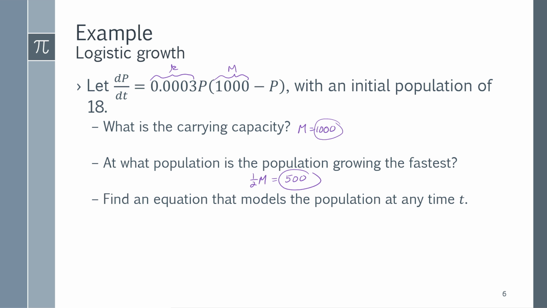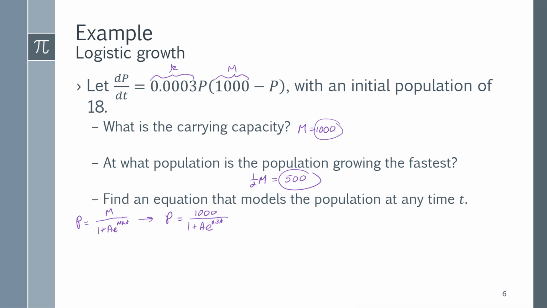So then if I want to actually find the equation that models this, that's P equals M over 1 plus A e to the MKt. I know that M is 1,000. I don't know what A is yet. It's going to depend on my initial population, but it's not going to be equal to it. M times k is 1,000 times 0.0003, which is going to be 0.3t.